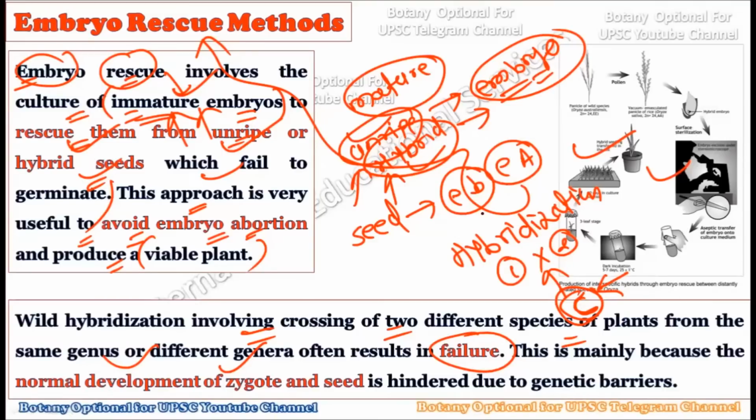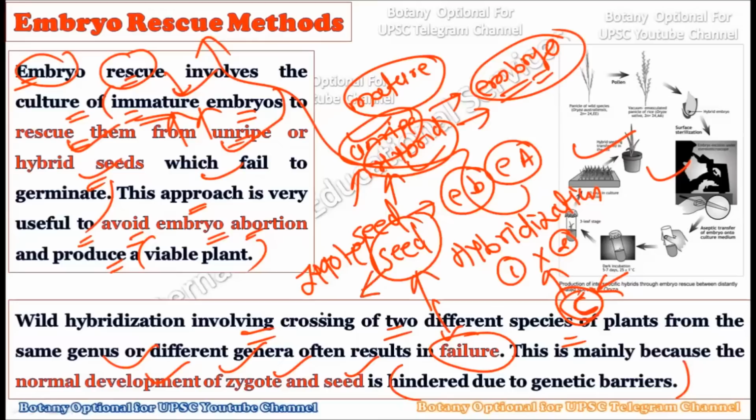Why does this failure happen, why the majority of the time do we have failure in the hybridization method? The very basic reason behind it is that the normal development of the zygote and seed is hindered due to genetic barriers. That is, the zygote will not grow, or there will be failure of the seed. In such a case, we can extract the embryo out of such a seed and culture this embryo using plant tissue culture to produce the hybridized plants, right? So in plant hybridization methods, embryo rescue plays a very important role.